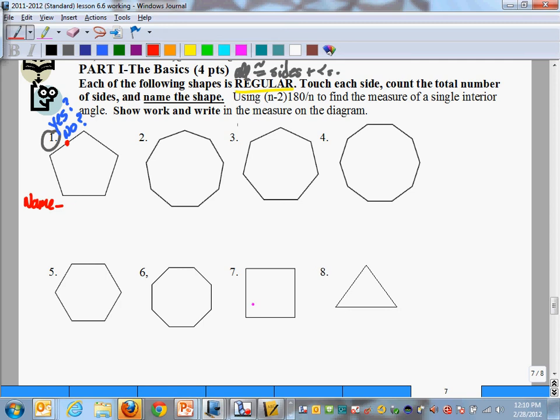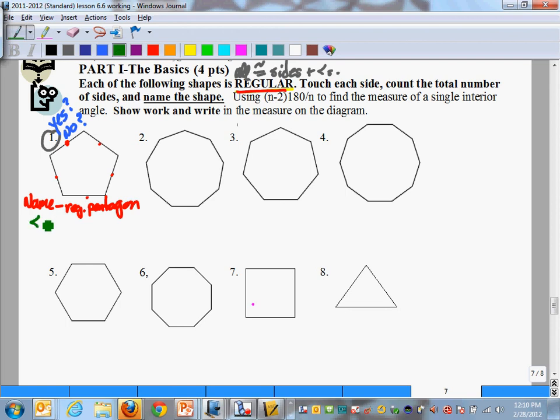Physically touch each side. You're on the way. Okay, so write the word regular pentagon. Please put the word regular, because all of these are regular, and there are non-regular pentagons out there. You need to specify.